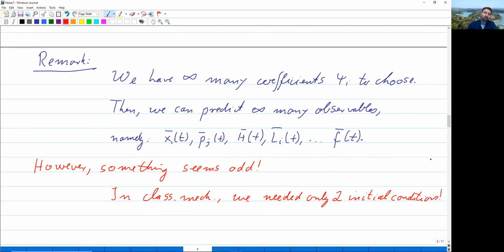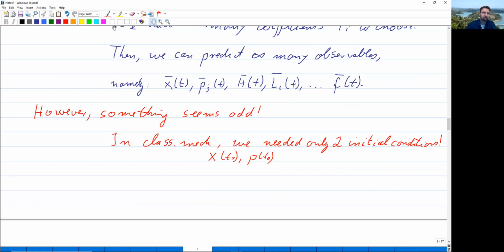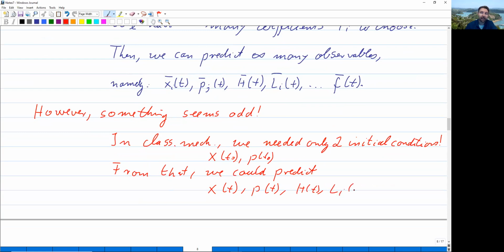We needed only two initial conditions. We needed x of t naught and p of t naught. And then we were able to predict from that, by solving the equations of motion, x of t and p of t and h of t and all of the Li of t, all of the angular momenta, and indeed all of the f of t.